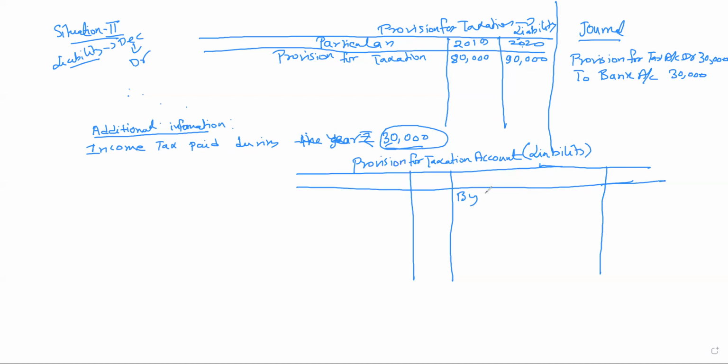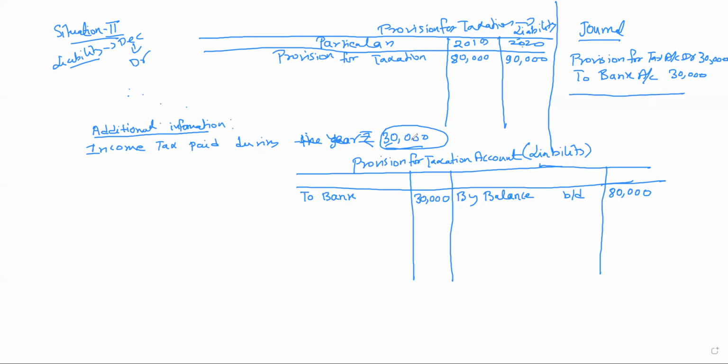तो यहाँ पे क्या होगा? By balance brought down. How much is it? 80,000. Now provision for tax to bank. तो यहाँ पे क्या होगा? To bank account. How much payment did you make? 30,000. I hope I am clear with the journal.